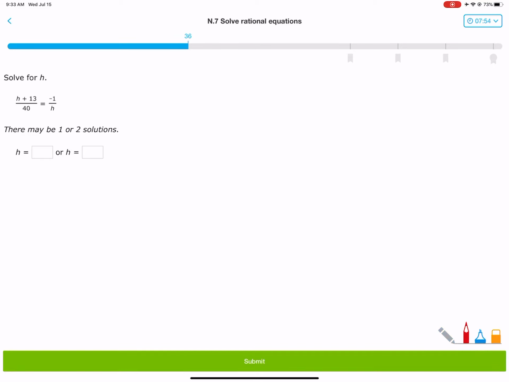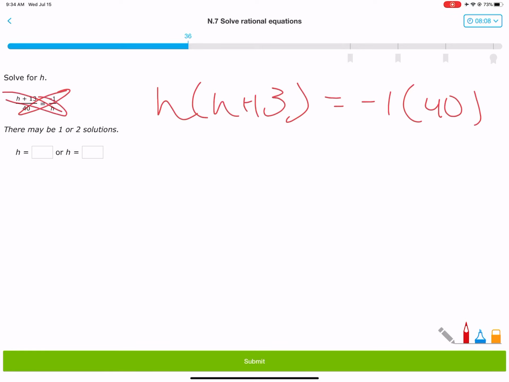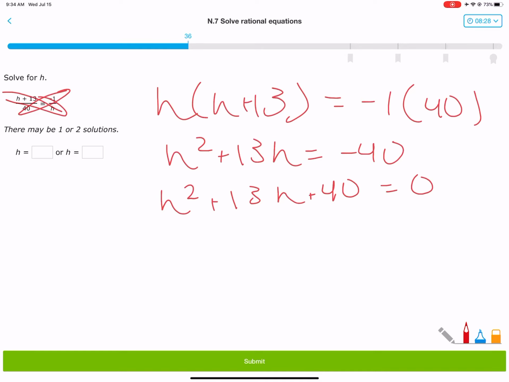Okay. And finally, I'll do one more example. Okay. So I multiplied these two things, multiplied those two things, set them equal to each other. I'm left with h squared plus 13h equals negative 40. So now we got h squared plus 13h plus 40 equals 0. Okay, now we got to factor this out. I'm going to use the x method to factor this out.